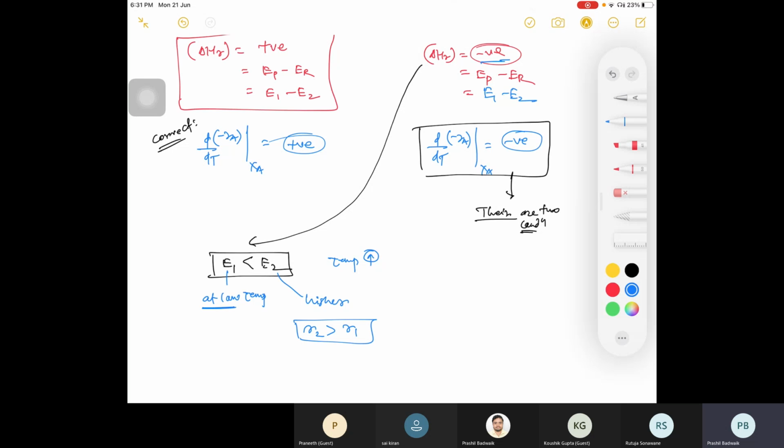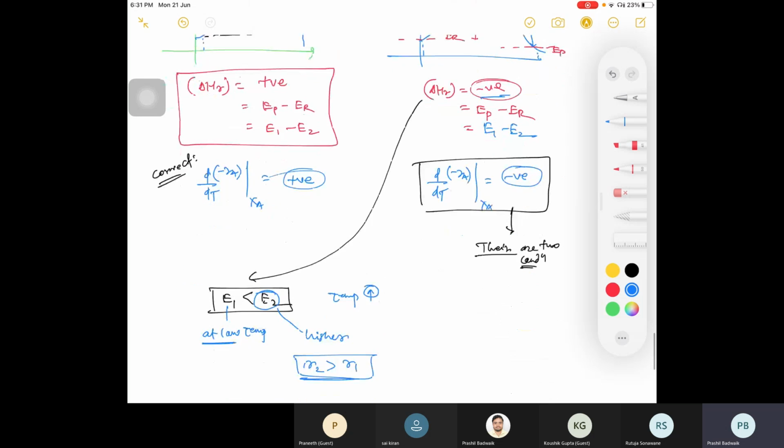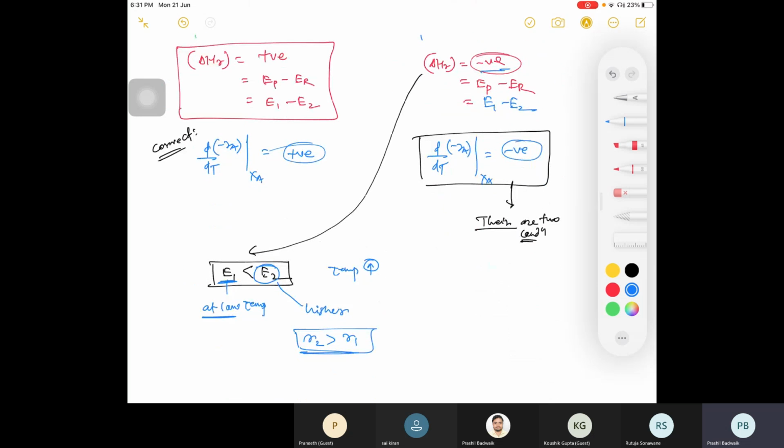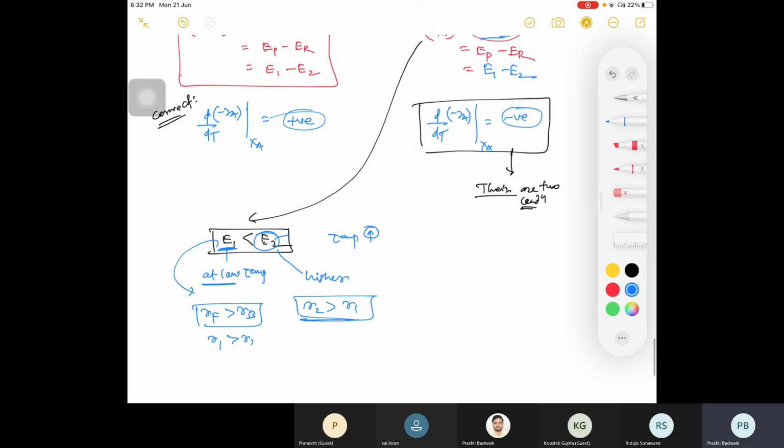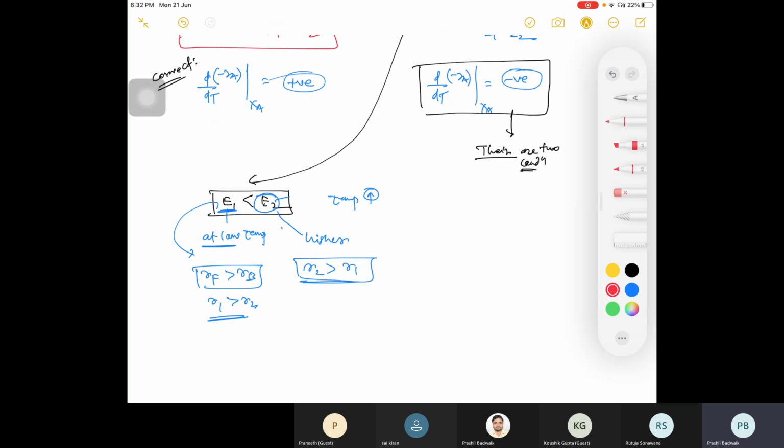Suppose it is high temperature, so your E2 will be active and your R2 will be greater than your R1. But at low temperature, E2 will not be that dominating. So the rate of forward reaction is greater as compared to the rate of backward reaction, or I'll write R1 is greater than R2 initially. Okay, so you have two conditions here.